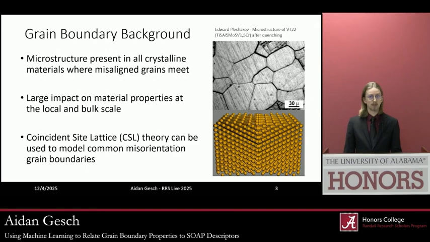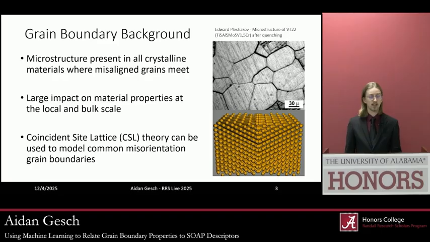So, what is a grain boundary? Well, in a crystalline material, a grain is a region of the material in which the lattice of the atoms is perfectly aligned. The grain boundary is the interfacial region between two grains where the lattice is imperfect, where two lattices of different orientations meet.